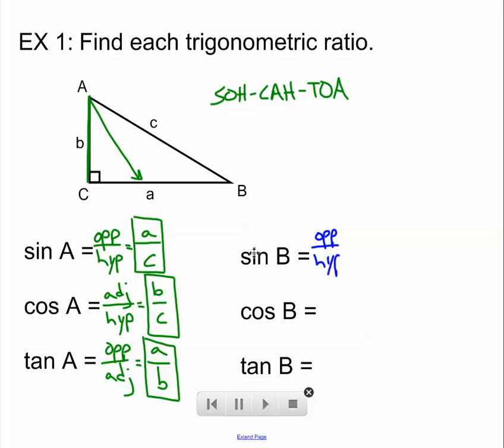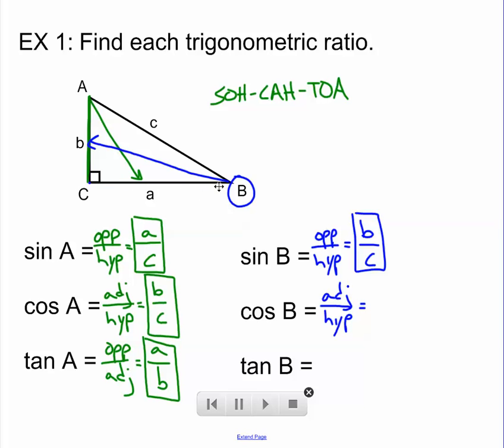Again, the ratio doesn't change. Sine is opposite over hypotenuse. Now the side opposite of angle B is side B. And the hypotenuse is always C. That's never going to change. The cosine is still adjacent over hypotenuse. Adjacent, though, the side touching angle B is A. And the hypotenuse is C. And tangent is opposite over adjacent. So opposite was B, adjacent was A.